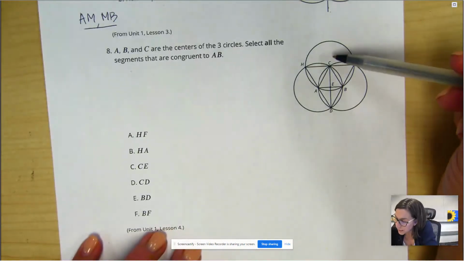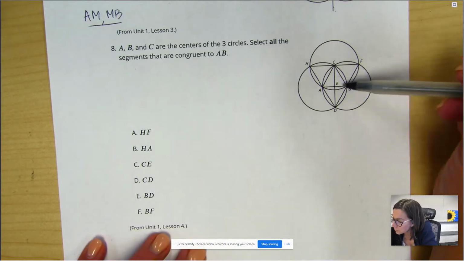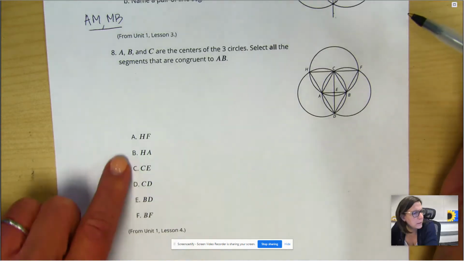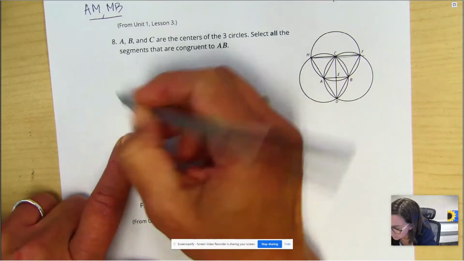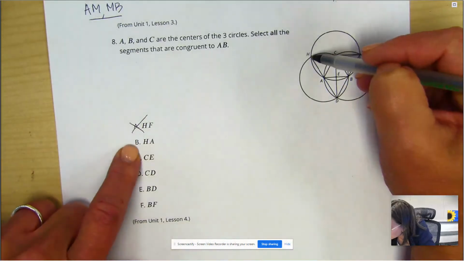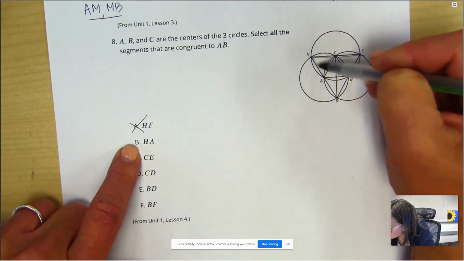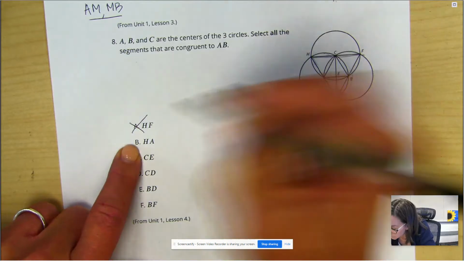Last one. A, B, and C are centers of the three circles. Select all segments that are congruent to AB. Once again, we are looking for radii of the circles because AB is the common radius. All right, so we're going to look carefully. There's a lot on here. HF, that's 2 radii, too big. HA, okay, if you look at this bottom left circle, AH is a radius of this circle, which matches AB.